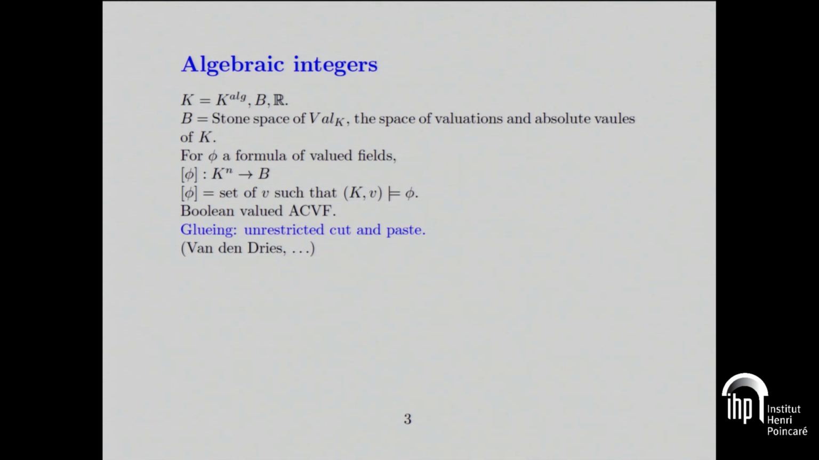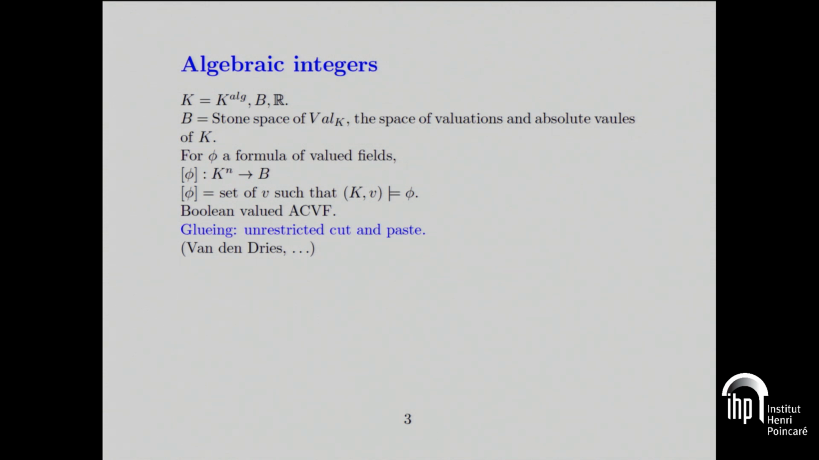And you think of a kind of Boolean valued field. In other words, for every formula of valued fields, it's not going to be true or false exactly, but it's going to get a truth value. The truth value you can think of as the set of all valuations such that if you look at Q bar with that valuation, then for that it's true. So for instance, the fact that the valuation of 2 is bigger than 0 is going to be true for all these valuations lying over 2, and not for the other ones.